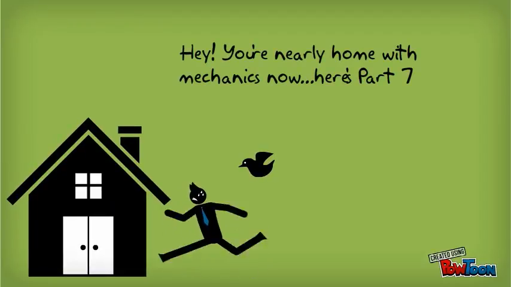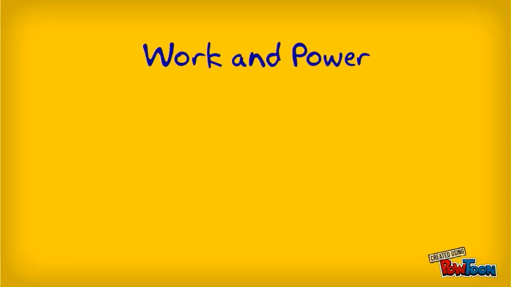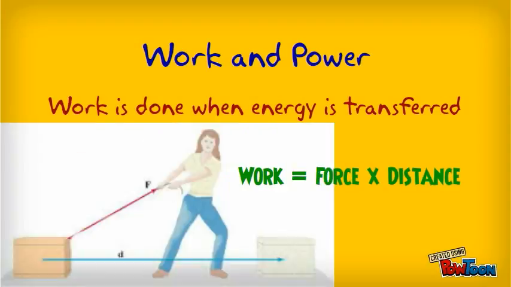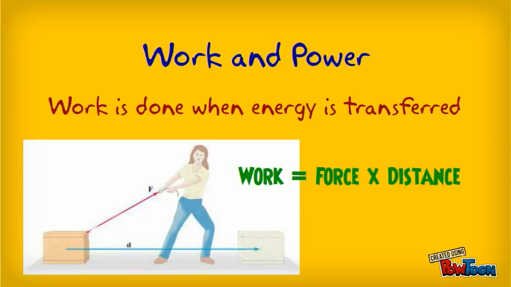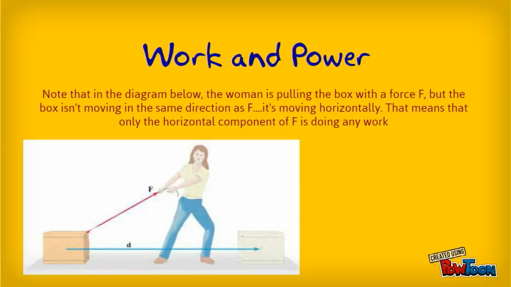We're on to the final section of mechanics, and we're going to look at work and power. Work is done when energy is transferred, which simply means that work is a measure of how much energy you've transferred. And there's an equation which says that work is equal to the force multiplied by the distance. But we need to be careful. The force and the distance, we have to watch the directions of these.